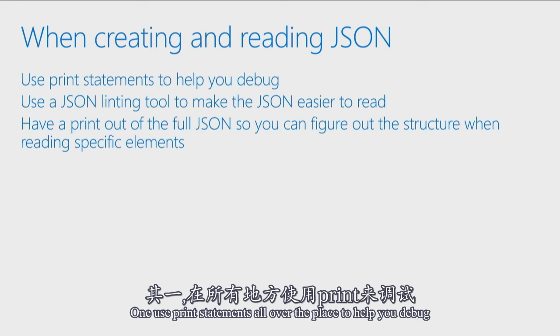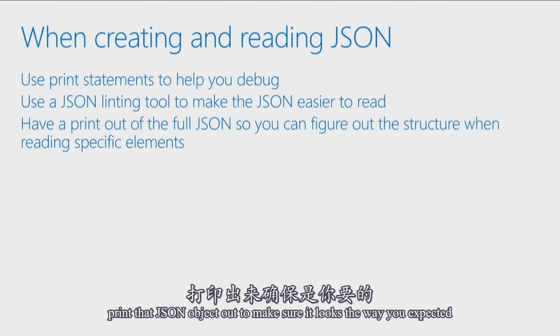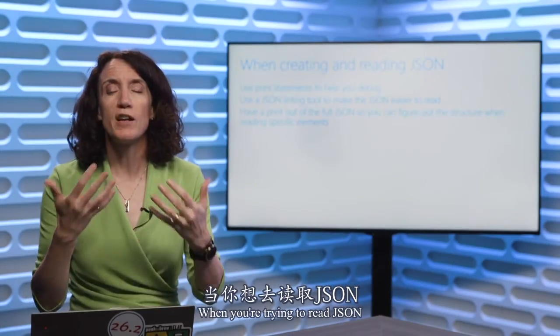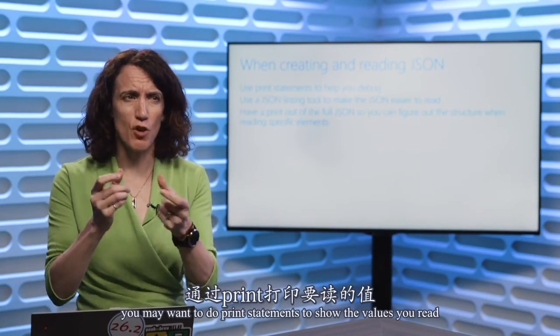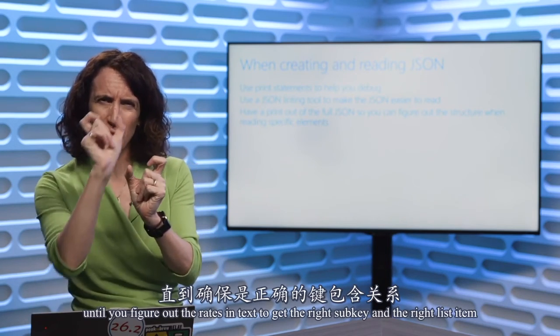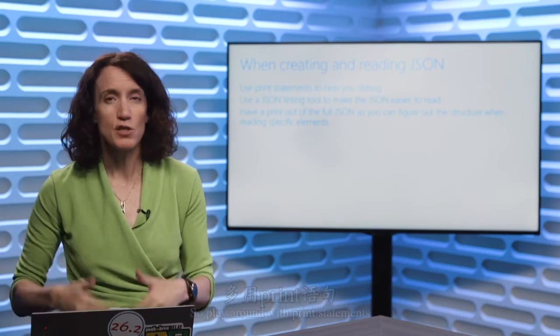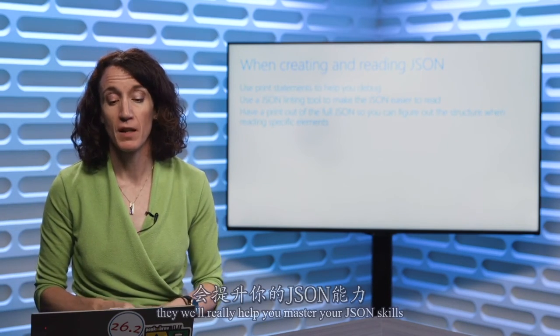One, use print statements all over the place to help you debug. When you do a JSON.dumps to create the JSON object, print that JSON object out to make sure it looks the way you expected. When you're trying to read JSON, you may want to do print statements to show the values you read and gradually work it out until you figure out the right syntax to get the right subkey and the right list item. So play around with print statements. They will really help you master your JSON skills.